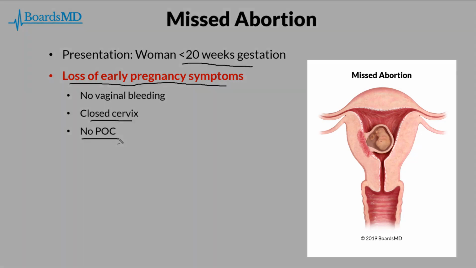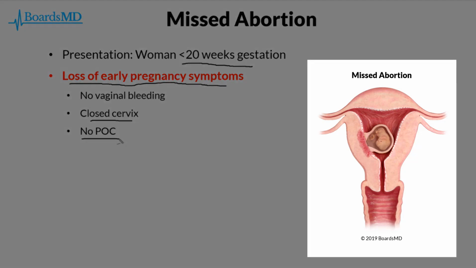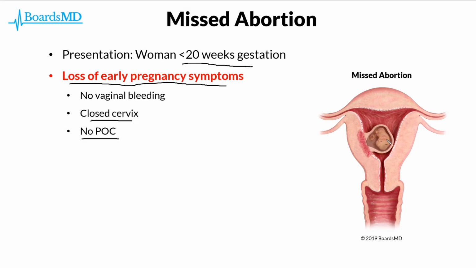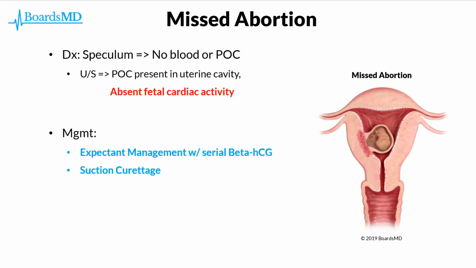This is consistent with our image on the right-hand side of our presentation, where we essentially just have this dead fetus still present inside the endometrial cavity. However, cervical dilation and vaginal bleeding will classically be absent in patients with a missed abortion. When we perform a speculum exam in patients with a missed abortion, we will see no blood and no products of conception present in the vaginal canal.